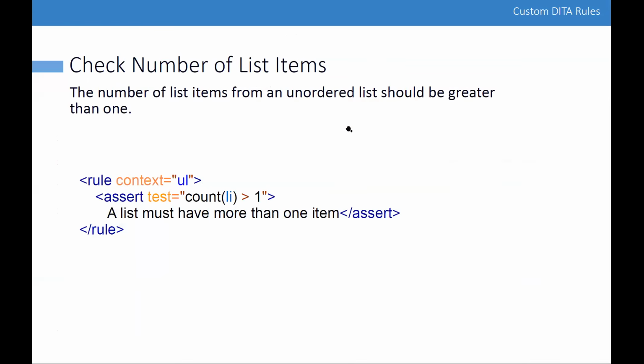And in order to implement this rule, you can set the rule context to an ordered list or to unordered list if you want, and then you can count the number of list items and assert that the number of list items is greater than 1. And when this is false, a message will be triggered.